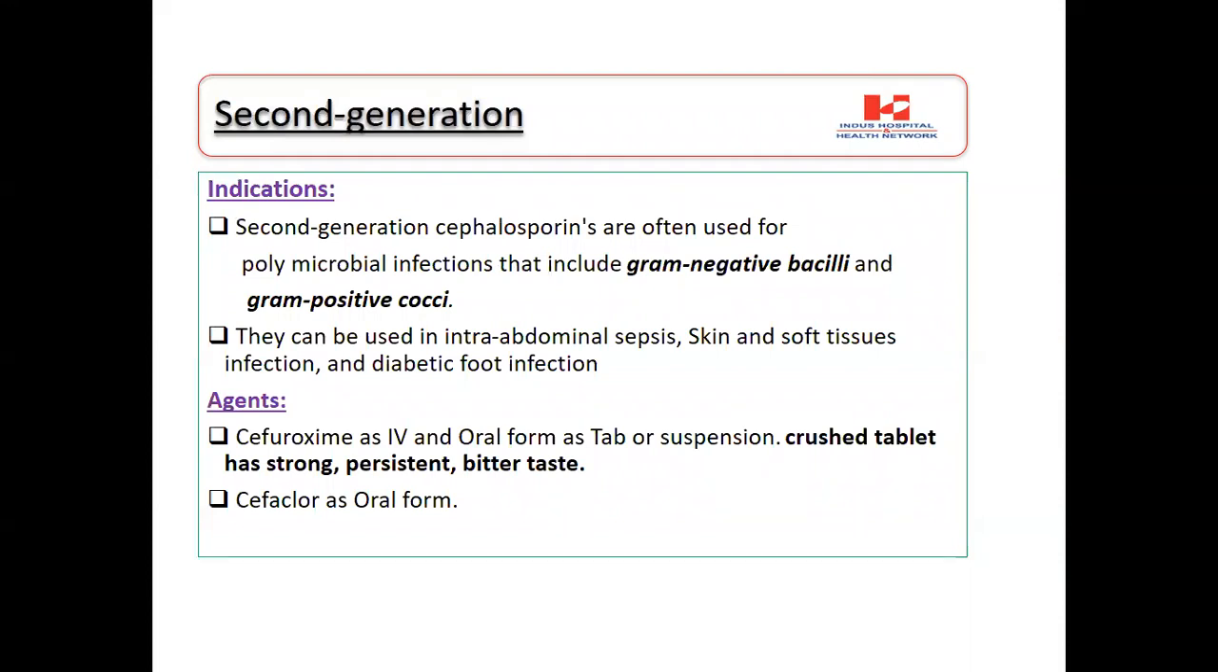The second generation cephalosporins, as we discussed, cover gram-negative bacilli and gram-positive cocci as well. They are available in IV and oral form. So they can be used for intra-abdominal surgeries, skin and soft tissue infection, or diabetic foot infections where we suspect gram-negative organisms to be covered, for elective surgeries.